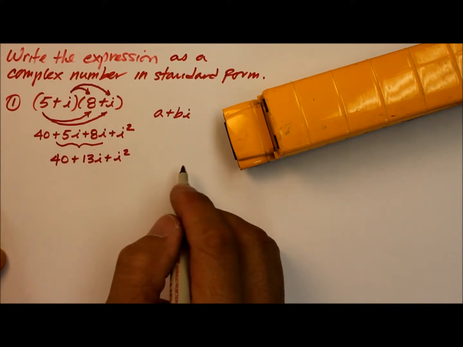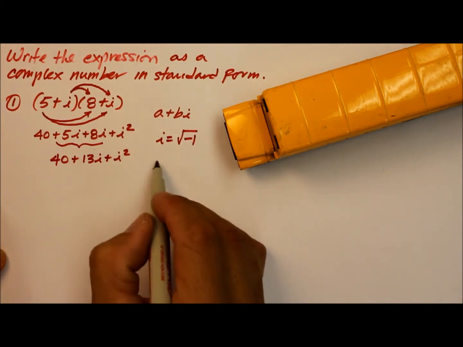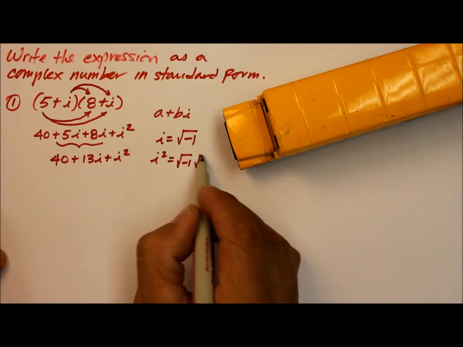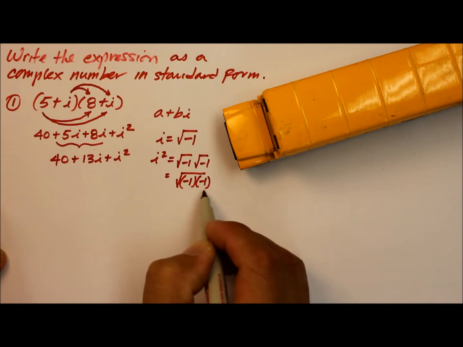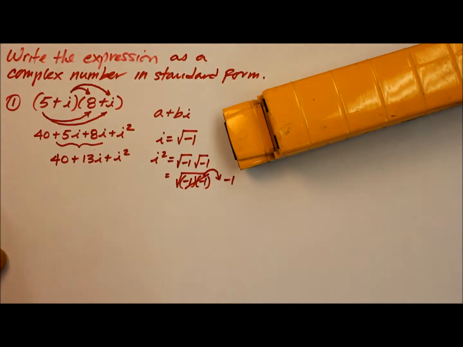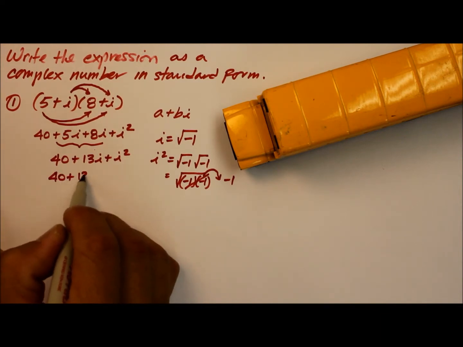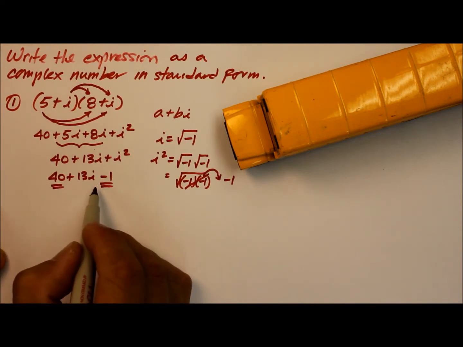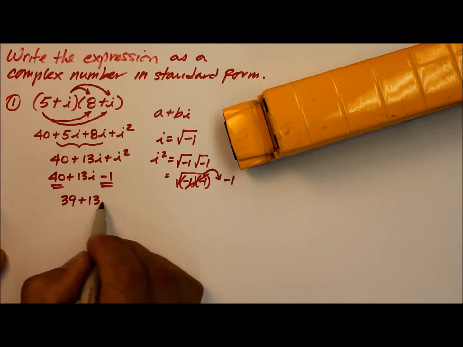Now, in the last instructional video, we talked about the i as being defined as the square root of -1. So if I said i squared, that's like saying the square root of -1 times another square root of -1, which is written as the square root of -1 times -1. And since there's two identical numbers, they come out as -1. So we change the i squared here as -1. And we have one more combining of like terms to do. So 40 minus 1 is 39 plus 13i.